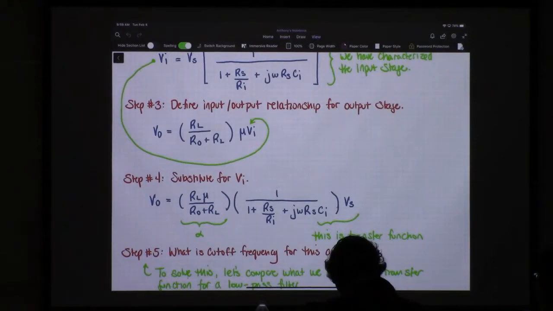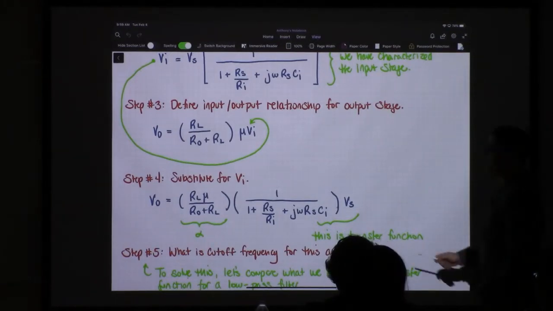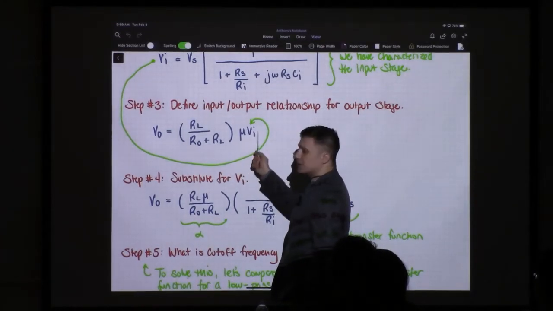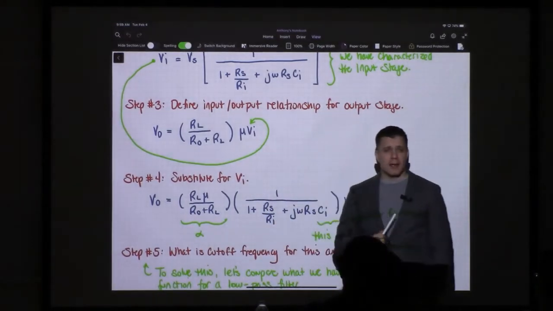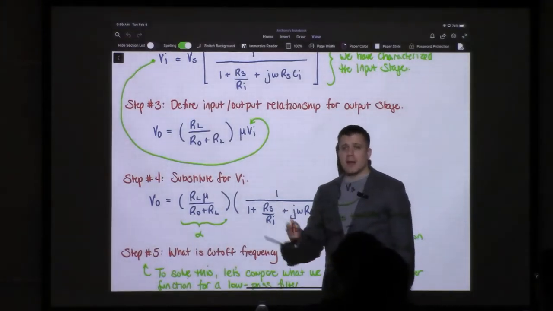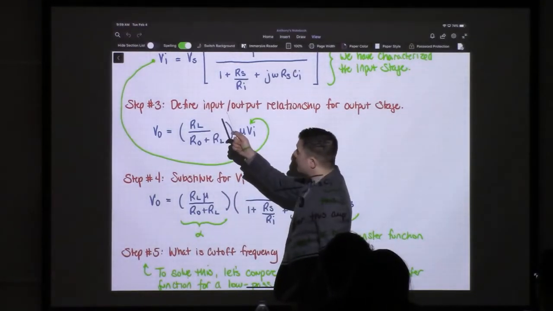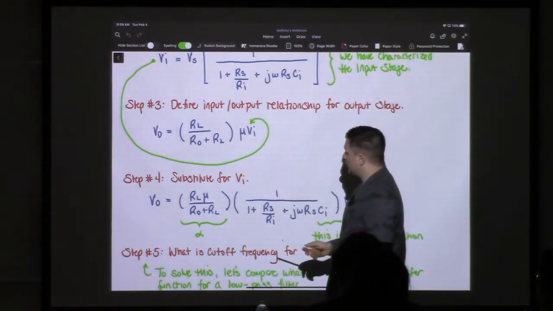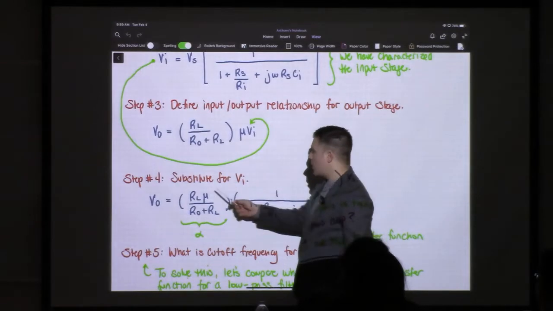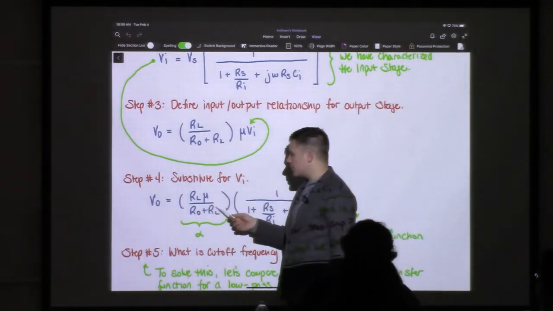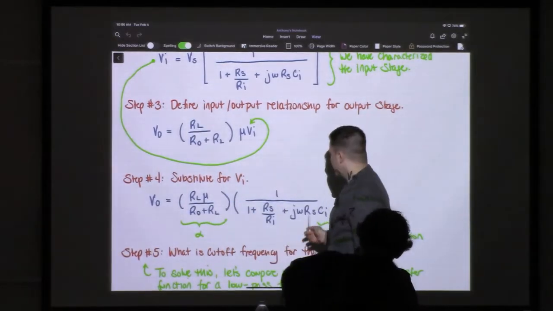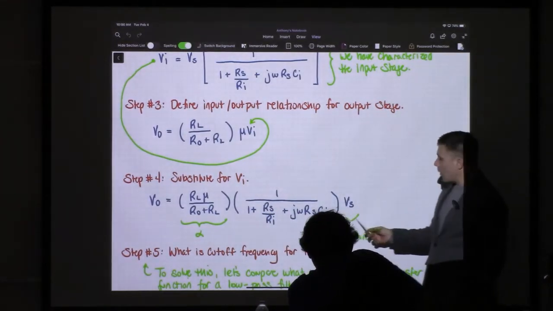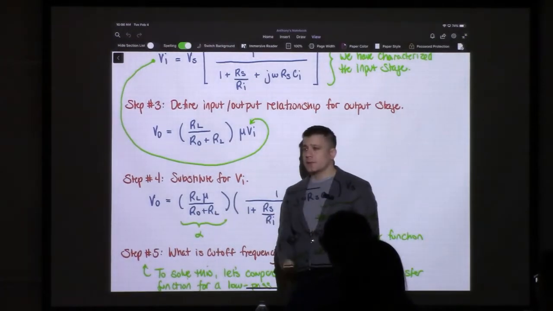So VO is equal to RL over RO plus RL times mu VI. This was the dependent source that's present at the beginning of the output stage. We already have VI, so we can substitute it in down there. What we're left with is this longer looking expression: RL mu over RO plus RL, which comes from the output stage, this fraction which comes from the input stage, and then lastly VS. So this whole thing is the transfer function.